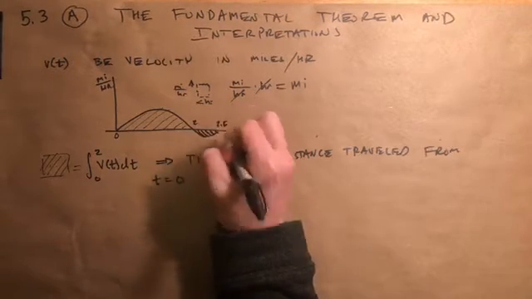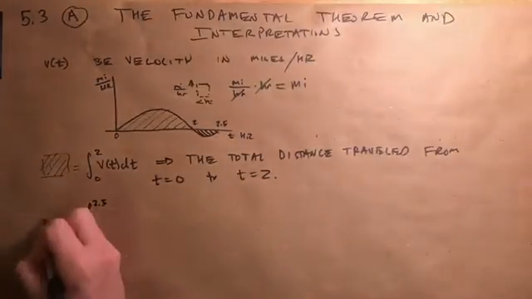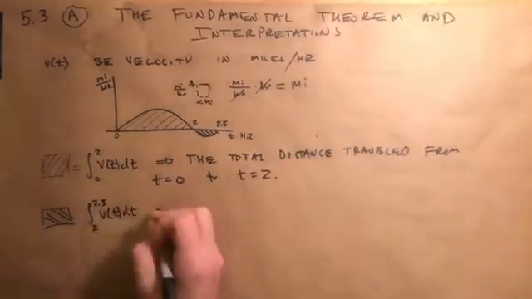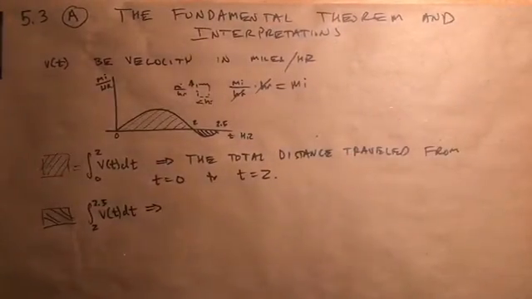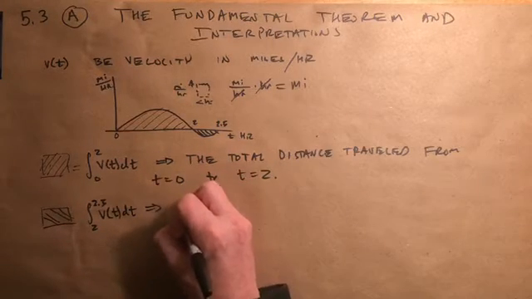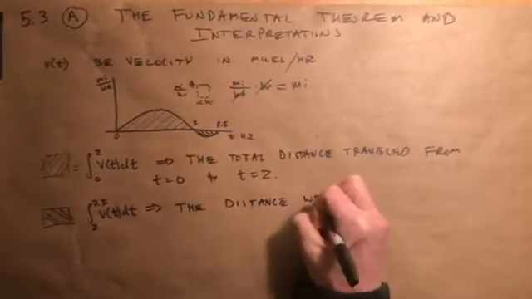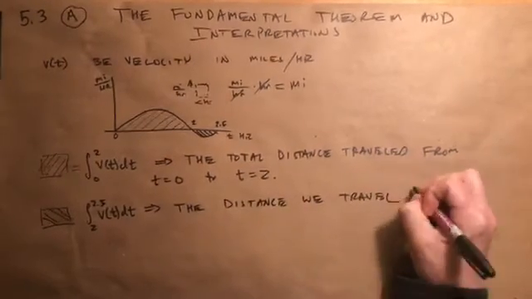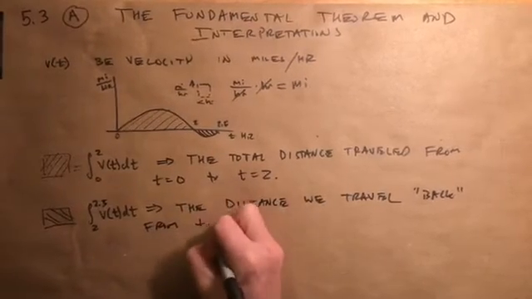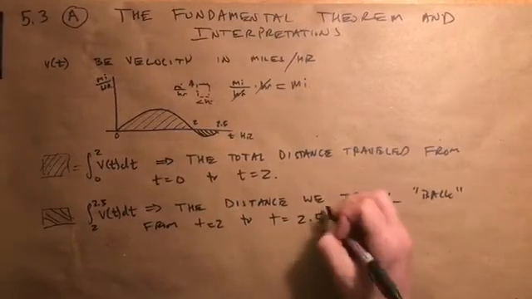So if I was going to think about this velocity here, this one, which I'm going to hash in the other direction, that's going to be the integral from 2 to 2.5 of v of t dt. And what is that? Now, instead of traveling away from my target, I'm traveling back, yes? But still, this is the distance we travel back from t equals 2 hours to t equals 2.5 hours.